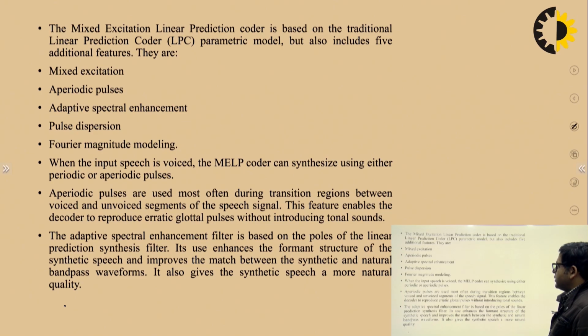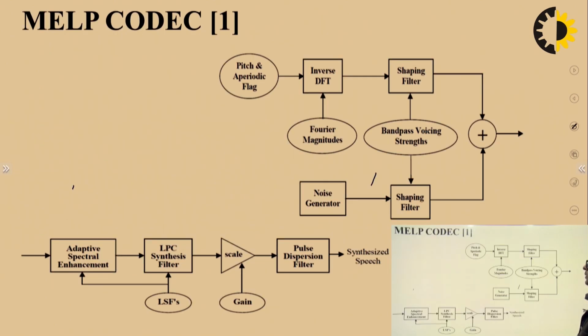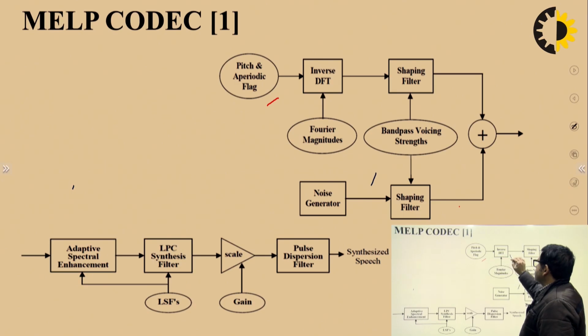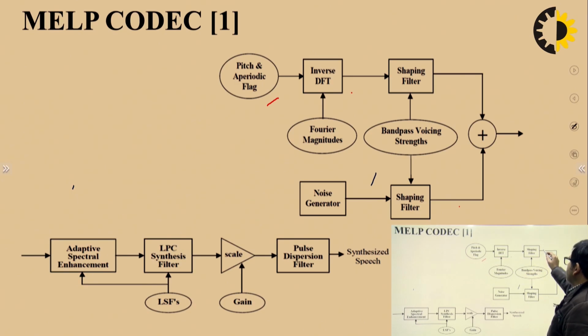The adaptive spectral enhancement filter is based on the poles of the linear prediction synthesis filter. It enhances the formant structure of the synthetic speech and improves the match between the synthetic and natural bandpass waveform. It also gives the synthetic speech a more natural quality. This is the block diagram of the mixed excitation linear predictive coder, which contains pitch and aperiodic flags, which pass through inverse discrete Fourier transform. This is the shaping filter, and the outputs of the shaping filter are combined depending upon whether it is voiced sound or unvoiced sound, and the speech is generated here.